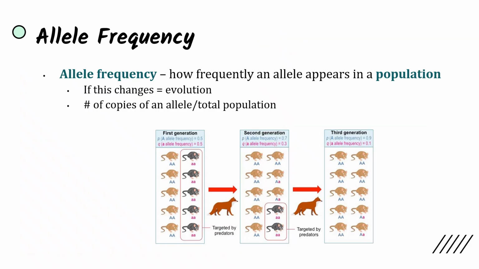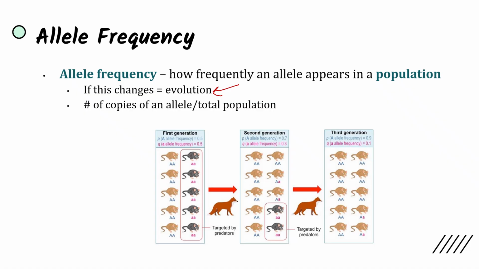First up, allele frequency. An allele frequency is how frequent an allele appears in a population. And a population is a group of individuals of a species that live together and interbreed. And this whole subunit is about population genetics. So if the allele frequency in a population changes, if the number of dominant and heterozygous alleles shift, that means that evolution has occurred. The genetic makeup of the population has changed.